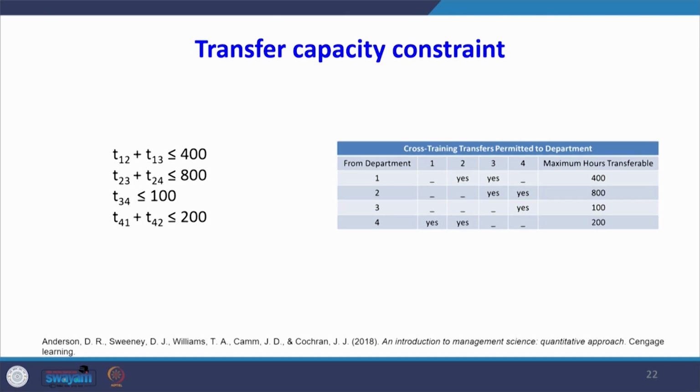Now, we have to add the transfer capacity constraints. What is the transfer capacity? From department 1, T12 through T14, when you transfer it cannot exceed 400 hours from department 1. Similarly, from department 2, T23 and T24 cannot exceed 800. From department 3, T34 less than or equal to 100. T41 plus T42 less than or equal to 200.